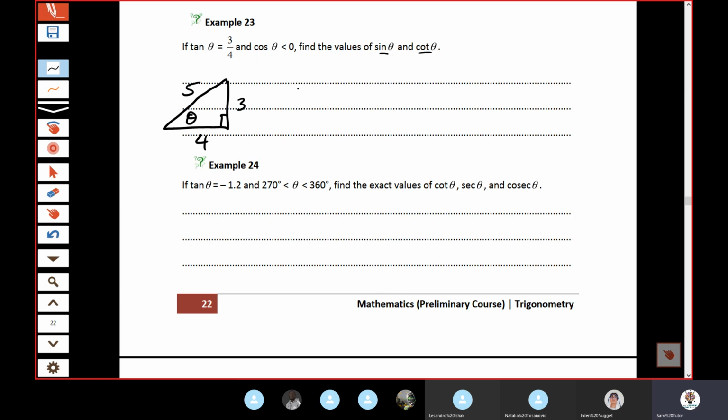Okay, it says find sine and cot. Well, isn't sine easy? Opposite over hypotenuse. And what would cot theta be without even the triangle? 1 over tan. So tan is 3 over 4. So what? 4 on 3. Then we stop. So this is the strategy. You do the triangle. You draw your trigs. You stop. What do you do now?